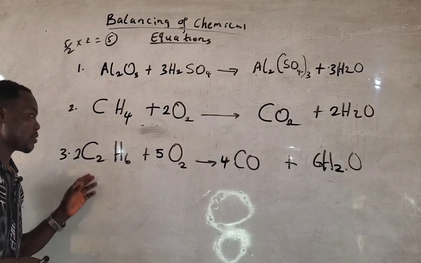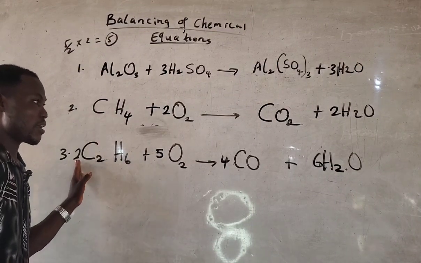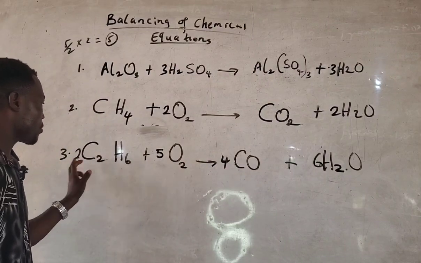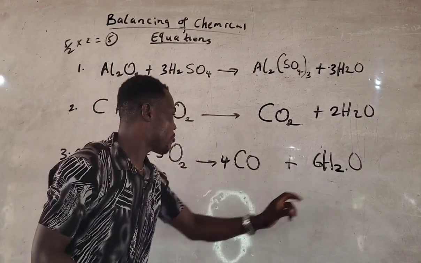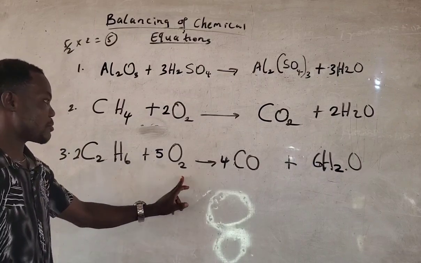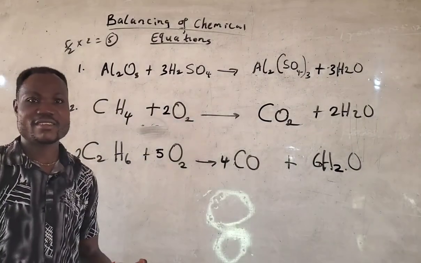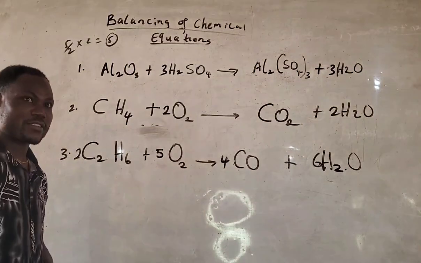So with this now, we have 4 carbon here, 12 hydrogen, 2 times 6, 12. Then oxygen, 5 times 2, 10, 4 plus 6, 10. So the equation is balanced. Making sense, right? All right.